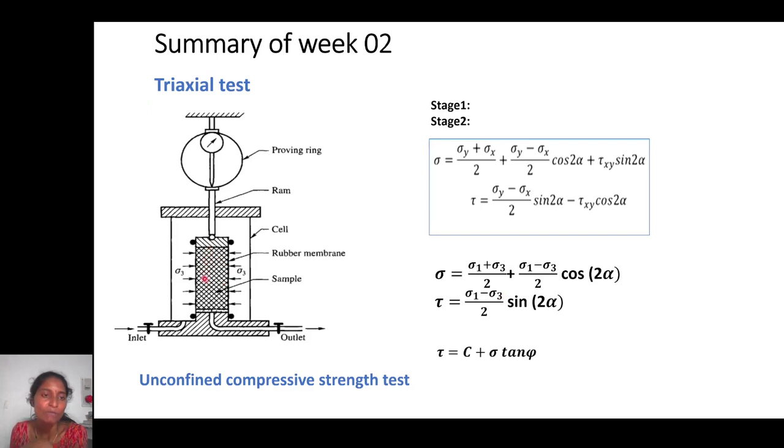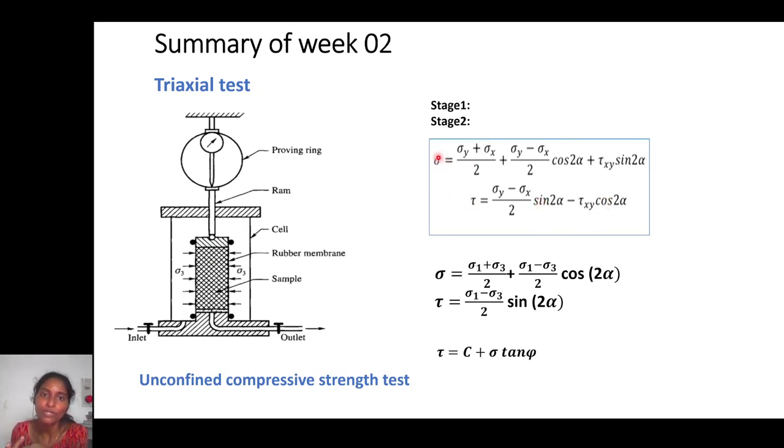That's how we have come up with the triaxial test, where we give the confining pressure all around to the soil specimen and we apply the top deviatoric stress. Then we allow the material to fail. Then based on that, this is the equation from the initial slides we have discussed.